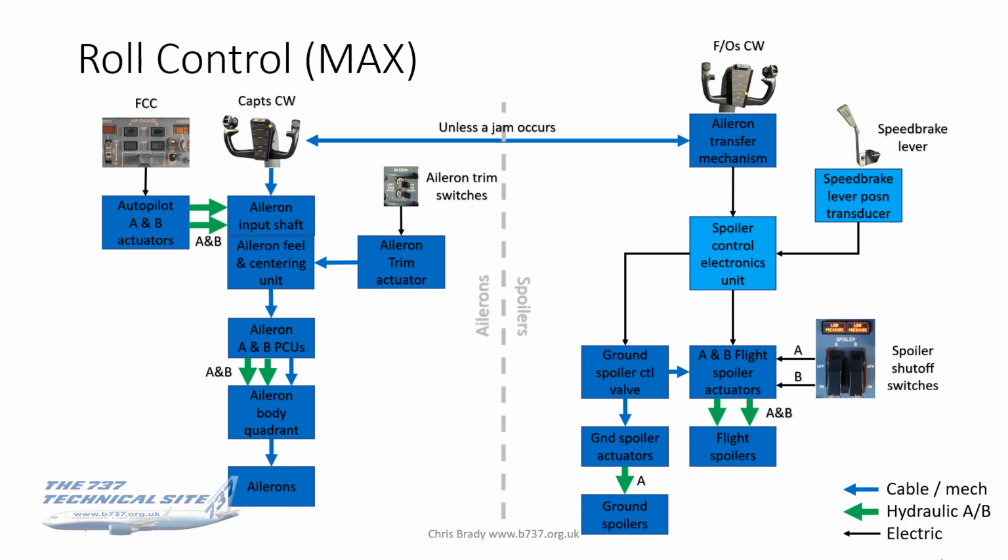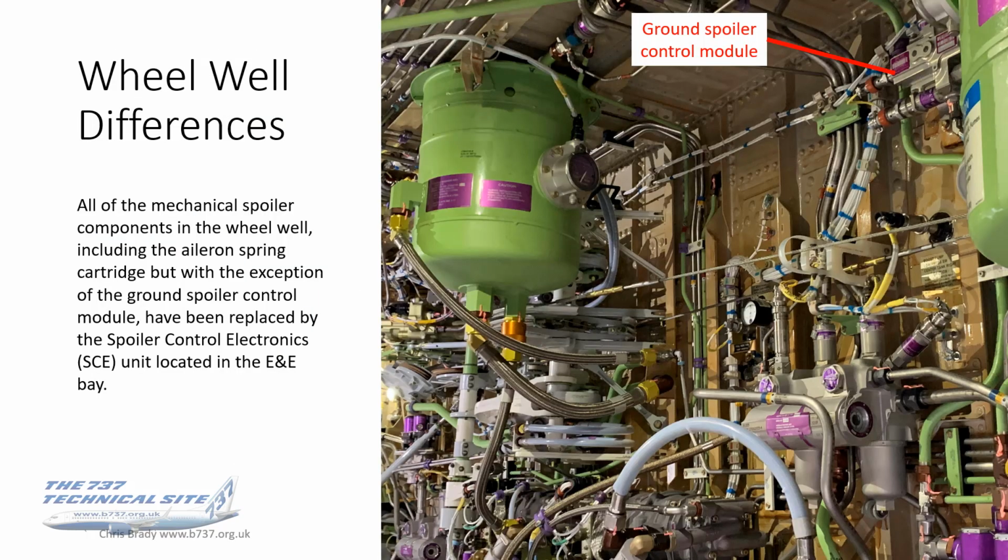And there's a transducer from the speed brake lever, so it's now an electrical connection from the speed brake lever rather than a mechanical one. In the wheel well, what you will see is that basically there's a lot more space. It's a lot less busy. It's still busy, I grant you, but it's less busy.